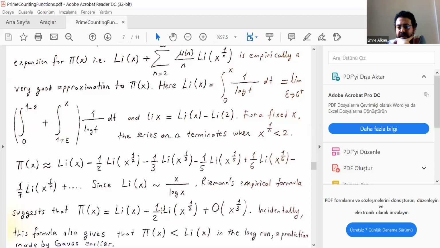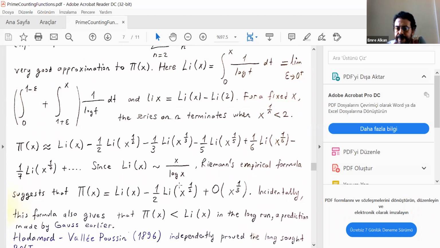And incidentally, if you believe this, it also gives another thing. Now look at this term, which is of course positive or negative. It's a lot smaller than the main term, but this is negative. This gives a negative contribution in the long run, because Li is a positive function. So this tells you that pi of x is always less than Li of x in the long run. And this is a prediction that was made by Gauss a lot earlier.